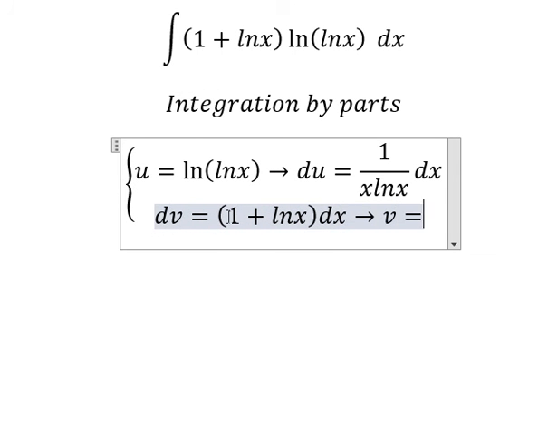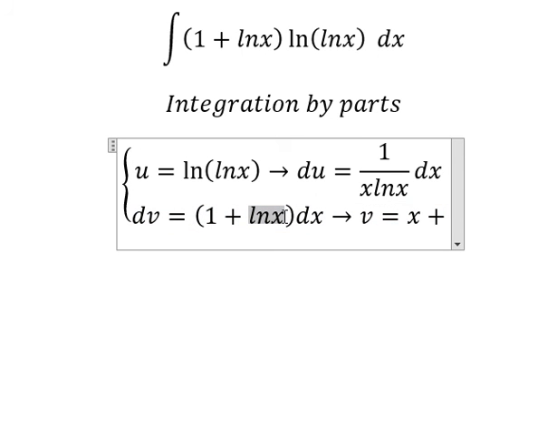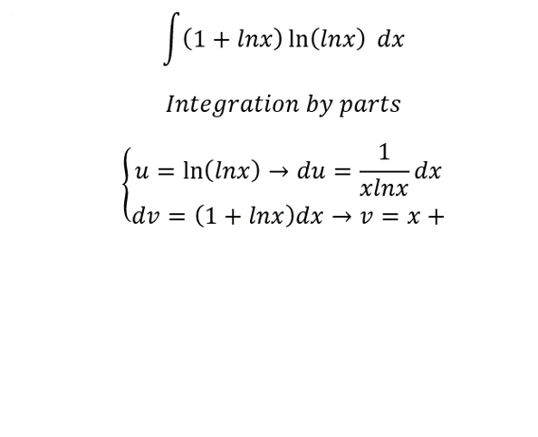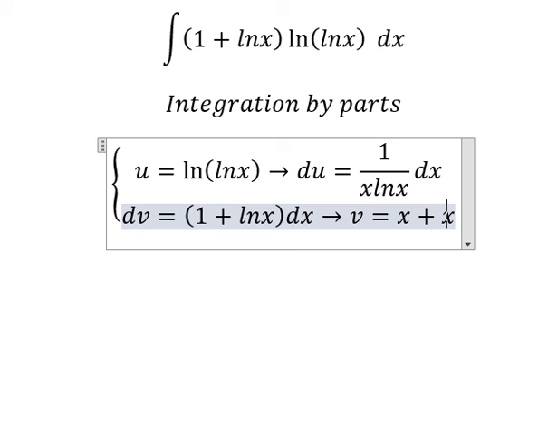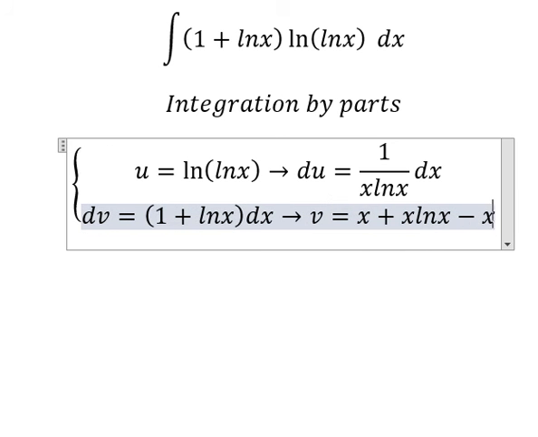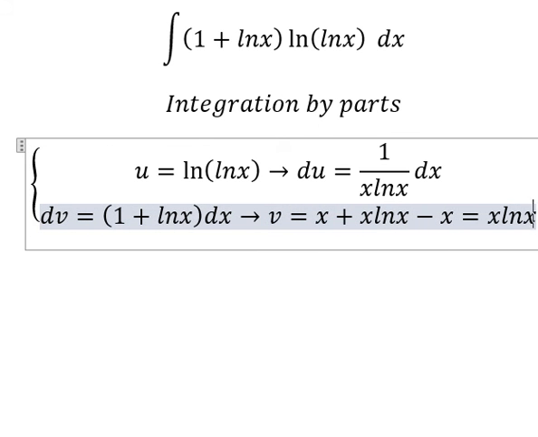The integration of 1, we have s. The integration of ln s, we have s ln s minus s. So we simplify like this.